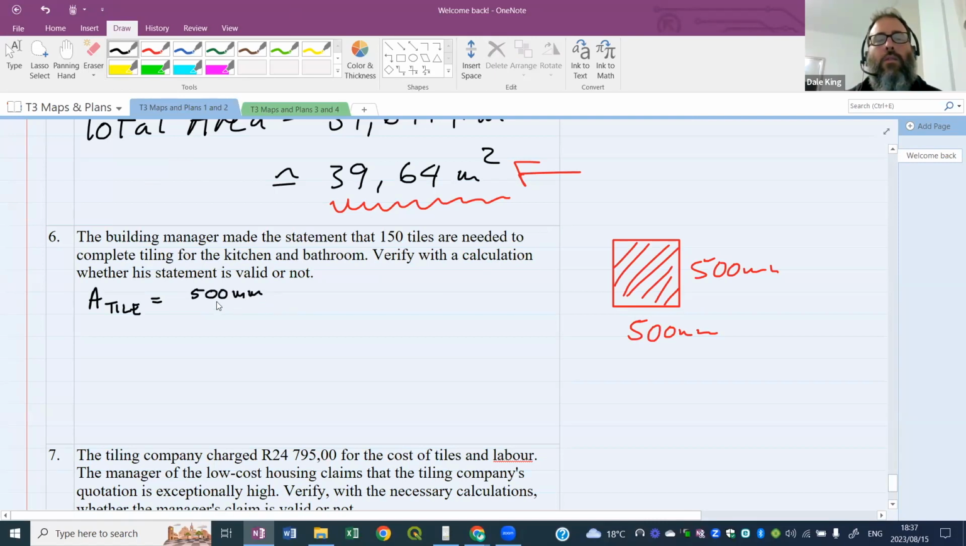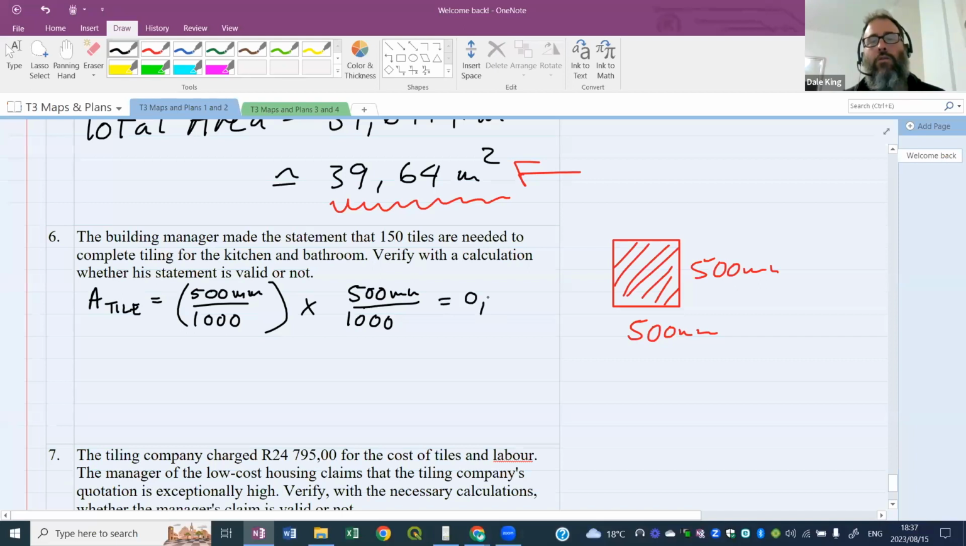We divide by 1,000. Yes, we divide by 1,000. So 500 divided by 1,000 is going to give us our one dimension in meters. Then we're going to multiply that by the other dimension, which is 500 divided by 1,000. It's going to be 0.5. So it's 0.5 times 0.5.